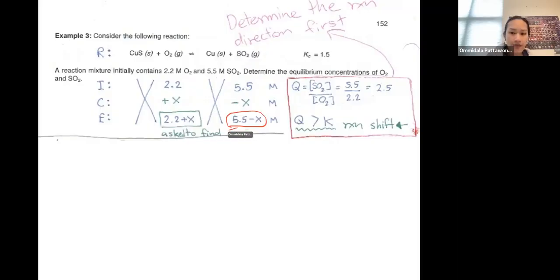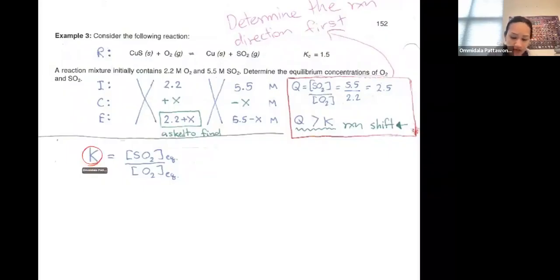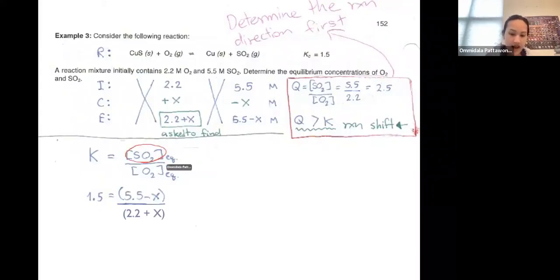Okay, so go ahead, set up the Kc expression. The Kc expression would be, again, the concentration of product over reactant. Now what you have to do next is plug everything into K. K is given. The concentrations here are the concentrations at equilibrium, these two concentrations. So plug those in. You are going to get 1.5 equal to 5.5 minus X, which is the concentration of sulfur dioxide, over 2.2 plus X, which is the concentration of oxygen at equilibrium. Then all you need to do is solve for X.